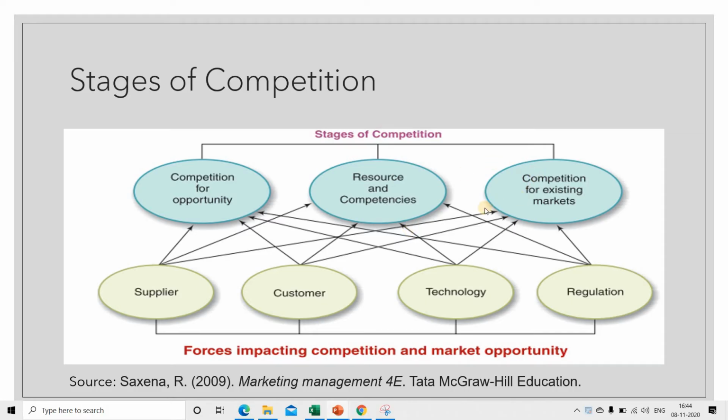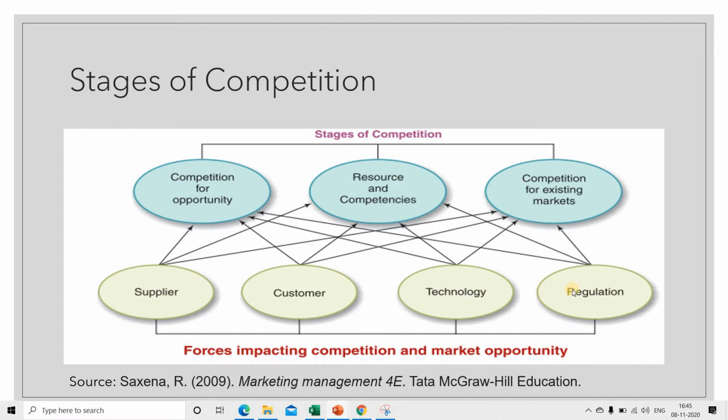So this visual gives you the idea of the stages of competition. And I've taken this visual from Rajan Saxena's book, Marketing Management, 4th edition, that is Tata McGraw-Hill edition. So let us see the various stages of competition that we have. First and foremost, you have this competition for opportunity. Then you have competition for resources and competencies. Then you have competition for existing markets. So these are the various stages of competition.